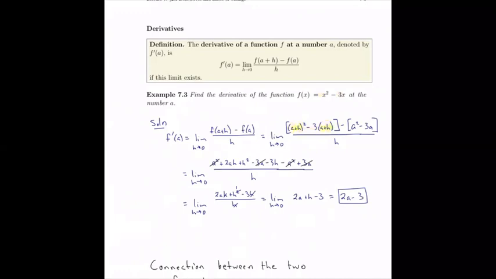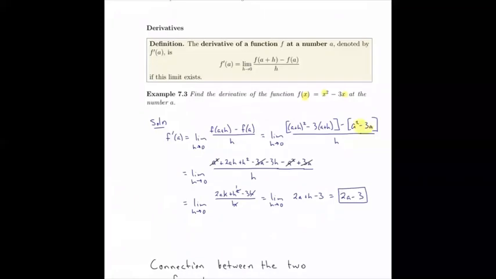The second part of this is a little easier. f of a, well, that's just swapping out x for a, and we get a squared minus 3a. That's not too bad.